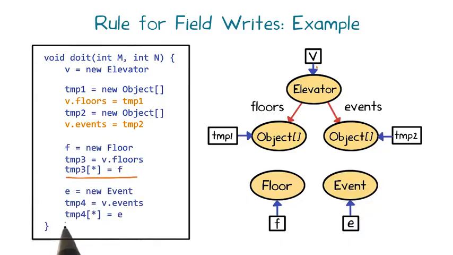The latter two field writes in this program are through arrays. However, since the variable nodes for temp3 and temp4 haven't been created yet, we skip these field write operations and we will come back to them in a later iteration.